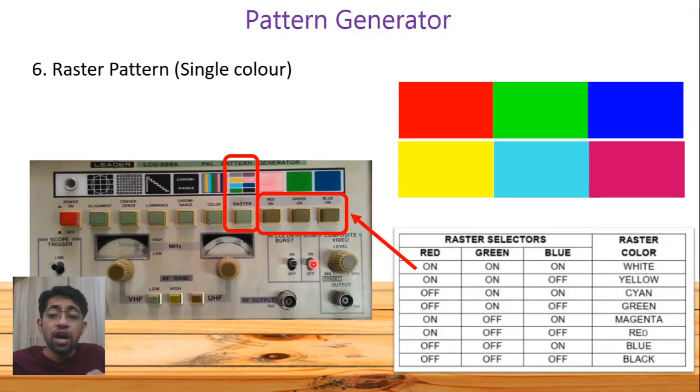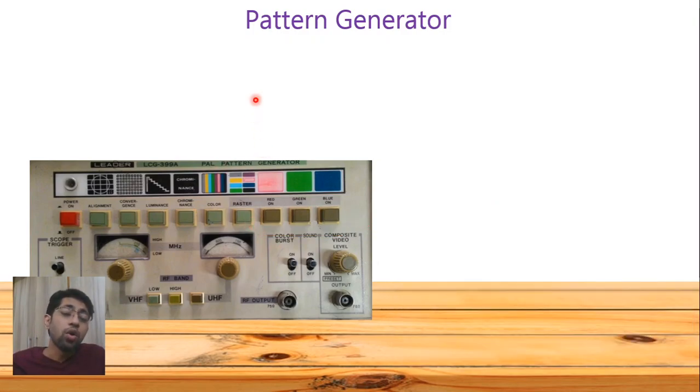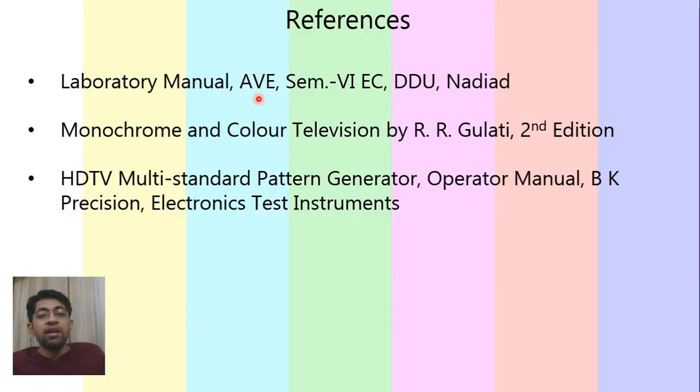Another one: by applying white color, you can also predict how the brightness varies throughout the screen. You can judge that by applying pure white color. So these are the basic patterns available on the pattern generator. I hope you get some idea of the pattern generator, the various patterns available on it, and the significance of each pattern. Thank you.